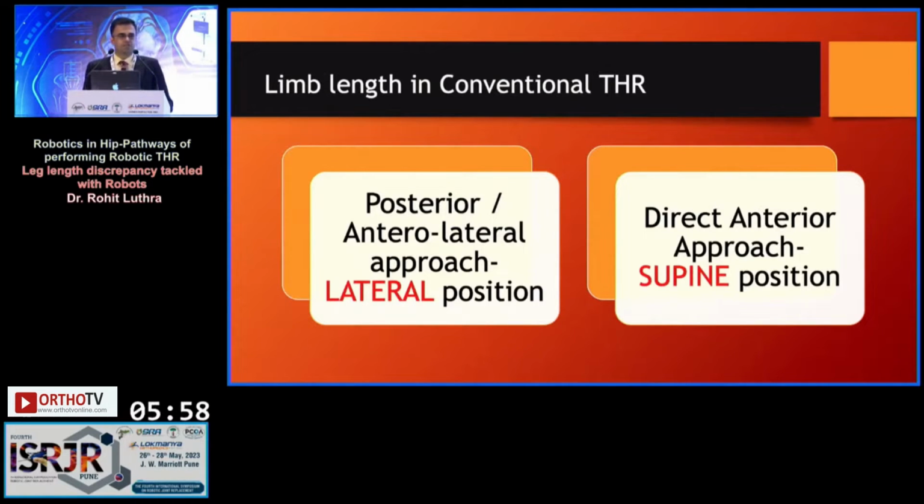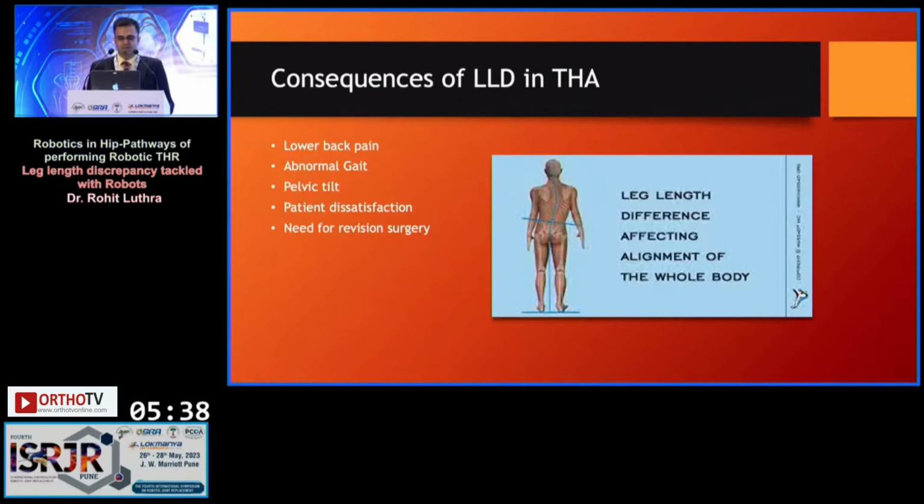When you do a posterior approach or an anterolateral approach, the patient is lying on the lateral position, and it is very difficult for the surgeon to assess whether the limb is exactly equal or not. While if you're doing a supine position, anterior approach, you can still reduce that gap because the patient is supine, you can go at the foot end and check the limb length. So it is much safer to do an anterior approach and you can reduce the chance of LLD.